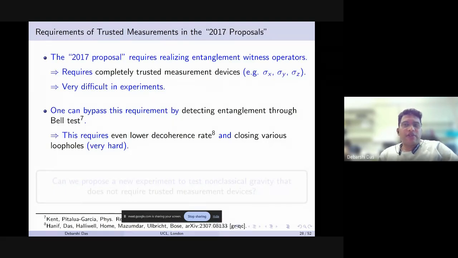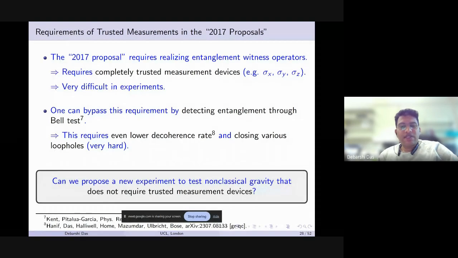The next drawback of the 2017 proposal is that it requires realizing entanglement witness operators. That means it requires completely trusted measurement devices for sigma x, sigma y, sigma z, etc. But in experiment, it is again very difficult to trust your measurement device in each experimental run. But one can bypass this requirement by detecting entanglement through a Bell test. But the problem with a Bell test is that there are various loopholes, and closing various loopholes in a Bell test is actually very difficult. And also, detecting entanglement through a Bell test requires an even lower decoherence rate because not all mixed entangled states are Bell non-local. So the question remains, can we propose a new experiment to test non-classicality of gravity that does not require trusted measurement devices?